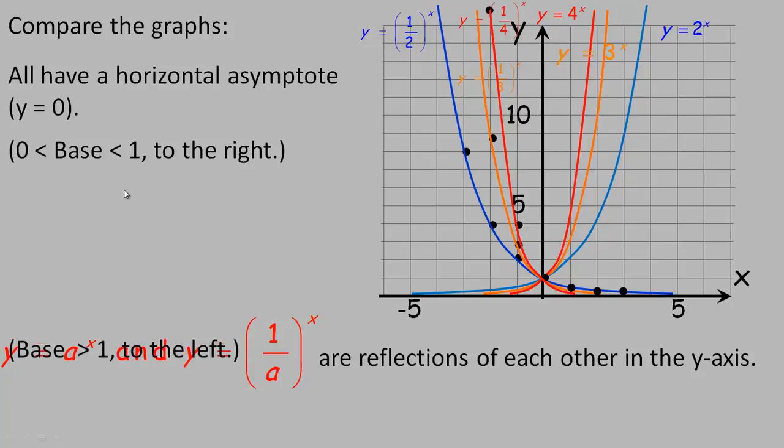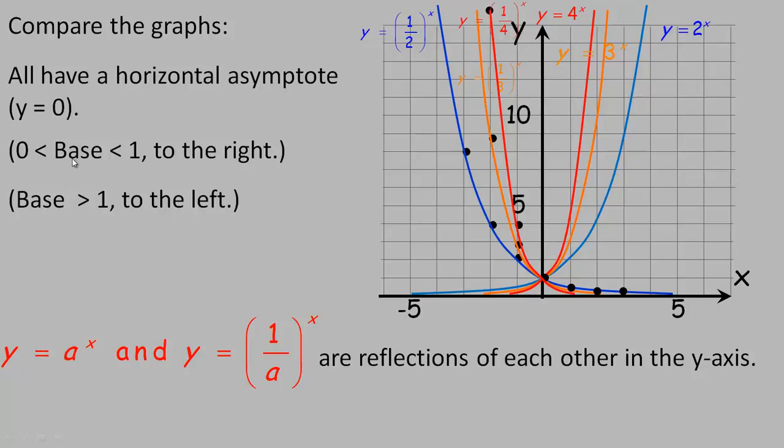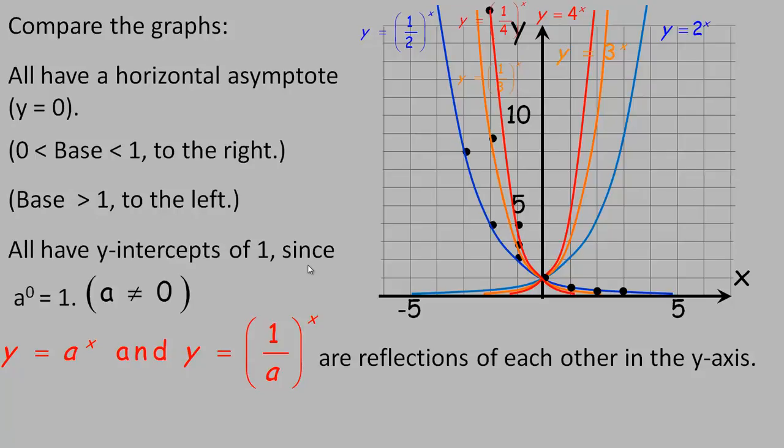So if the base is a number larger than 1, the asymptote extends to the left. If the base is a fraction or a decimal between 0 and 1, or I guess a root or something like that, then it extends to the right. They all have y-intercepts of 1, go through the y-axis at 1, since a to the power of 0 is 1 for any value, except of course you can't do 0 to the power of 0.